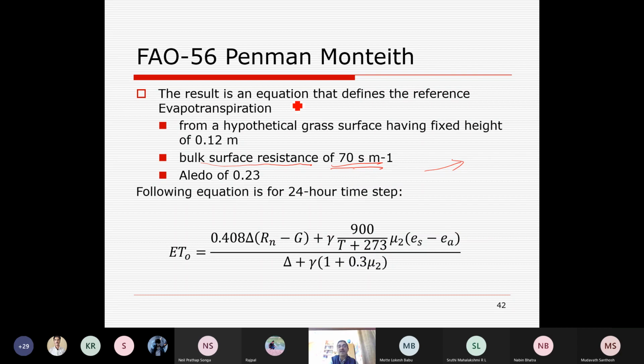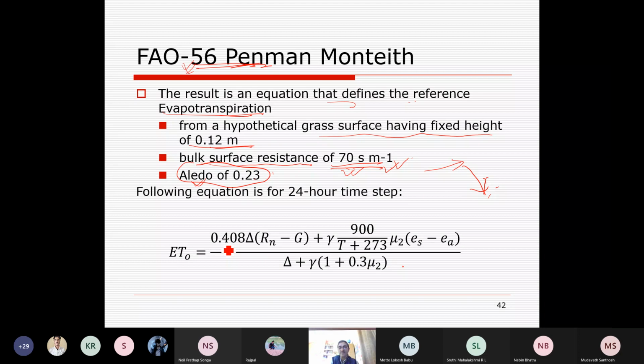So the result is an equation by Penman and Monteith that defines the reference evapotranspiration. What is the reference? That is alfalfa grass, a hypothetical grass surface having a fixed height of 12 centimeter, with bulk resistance of the same 70, and another condition as well: reflectance of solar radiation that is 0.23, called albedo. By using these conditions, the FAO 56 Penman-Monteith was developed, called more reliable and more precise. It is simply given in this equation.